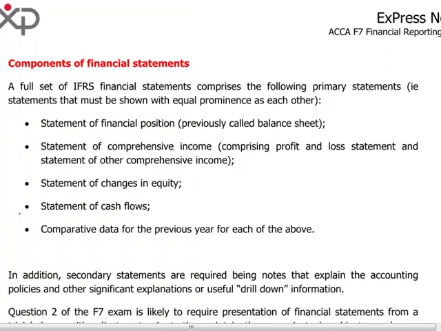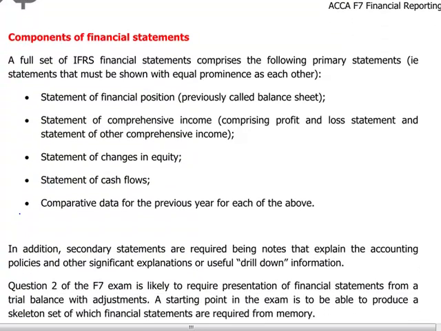Components of the financial statements. What do we mean by those? It's not the elements, which are covered by the conceptual framework, it's the components. How should the full set of financial statements actually look? What should it comprise? It will have to have a statement of financial position, which, as the name says, will reflect the financial position of the company at the year end, and that was previously called the balance sheet. A statement of comprehensive income, which will comprise a profit or loss statement and a statement of other comprehensive income.